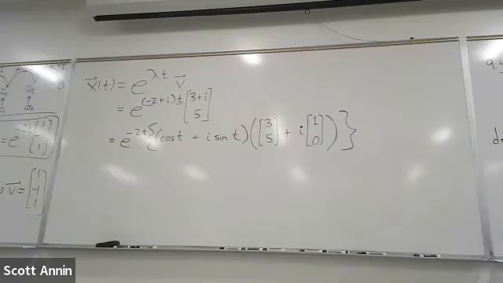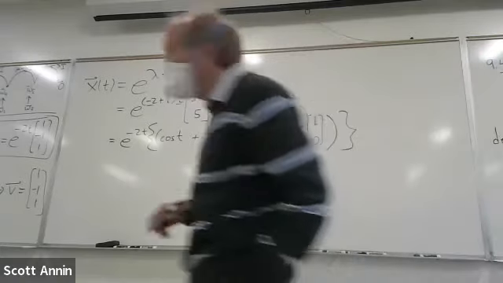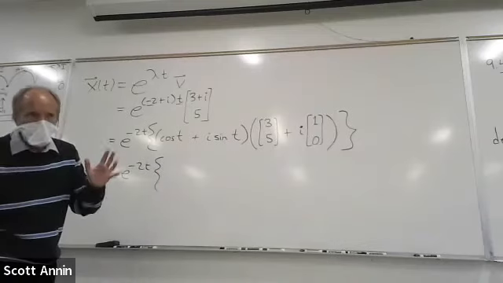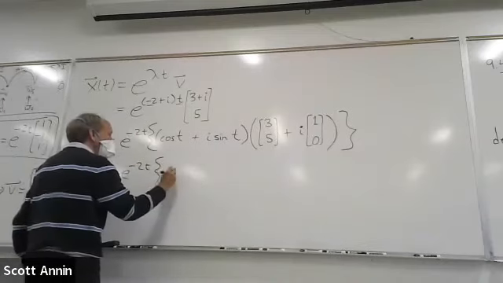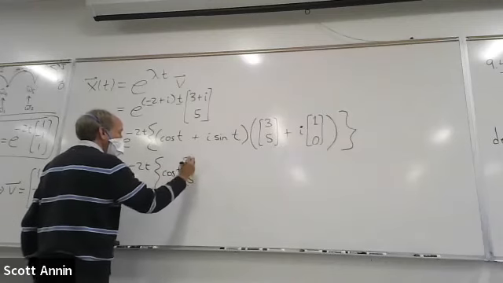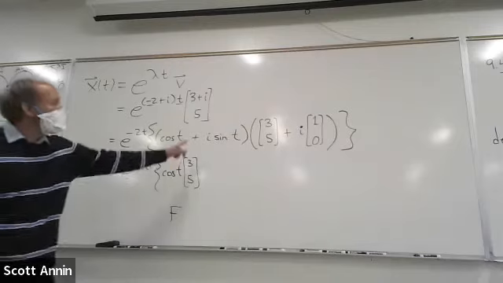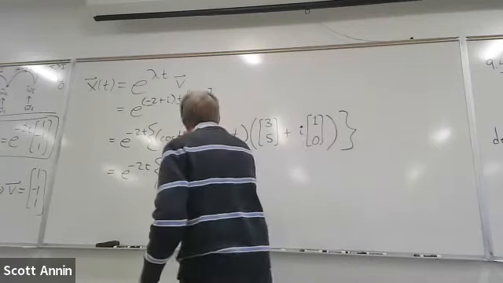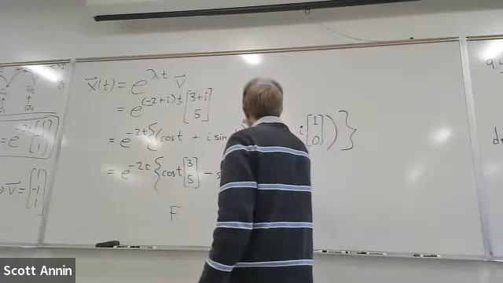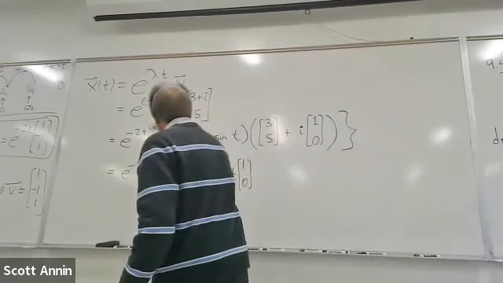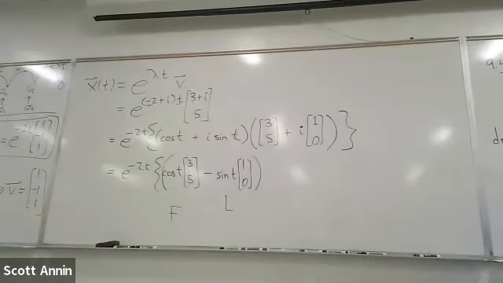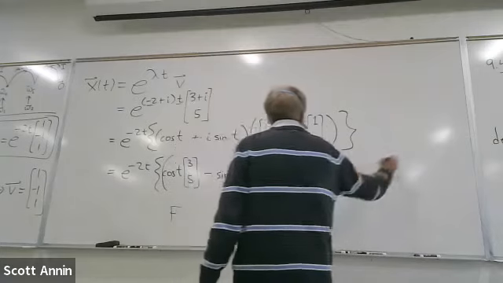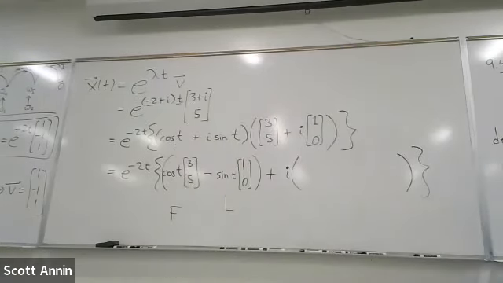And now we're ready to do the FOIL process. So at this point, we just write this as e to the negative 2t. FOIL: I take the first term, cosine of t times (3, 5). That's the first term. But then I'm going to do the last term next because i times i is minus 1. So I get a minus sine of t times the vector (1, 0). So right there is first and last. And then the rest of the FOIL is the outers and the inners, and both the outer and inner terms will have the i on them.